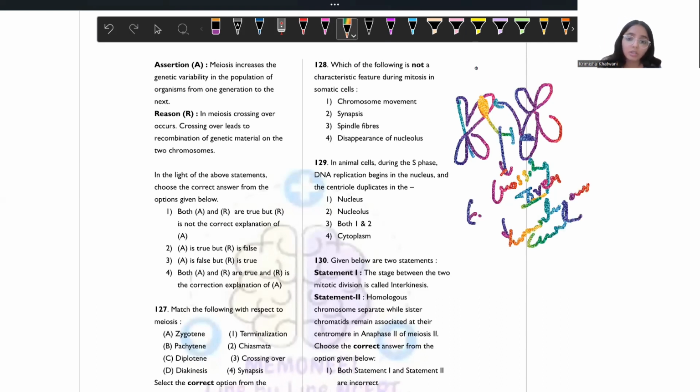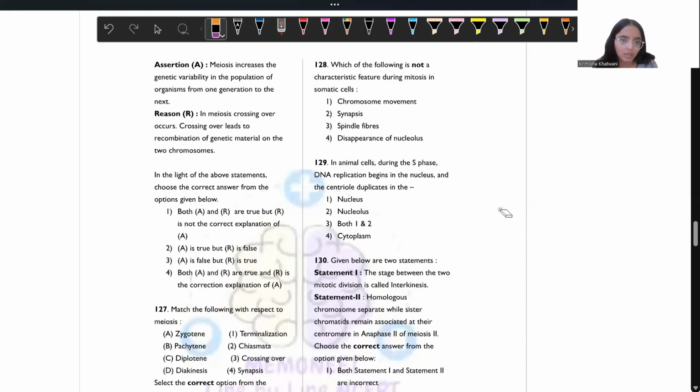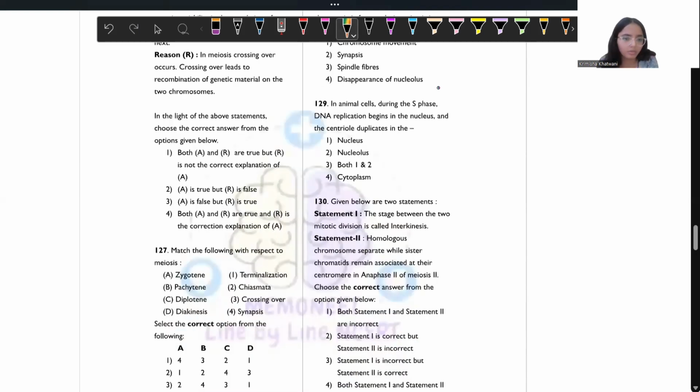Okay, understood. And this gives genetic variability. So both assertion and reason are correct, and reason is the correct explanation of the assertion, because genetic variability is indeed due to crossing over. So the answer is the fourth option.